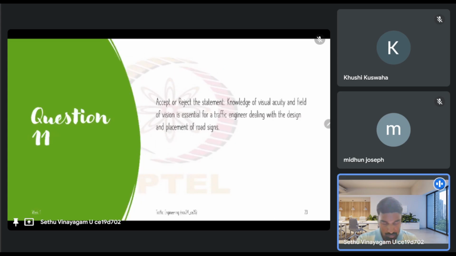Okay, question number 11 is the knowledge of visual acuity and field of vision is essential for a traffic engineer dealing with the design and placement of road signs. Okay, A is accept, B is reject.